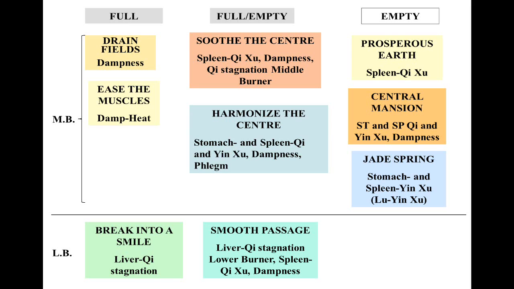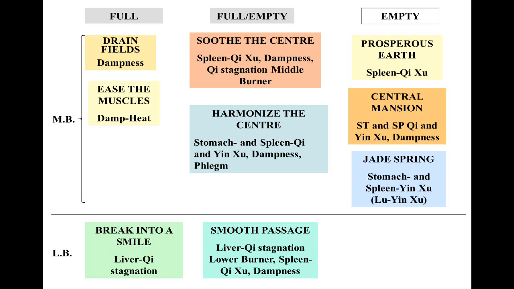So this slide here summarizes all the remedies categorized between middle burner and lower burner. MB there stands for middle burner, LB is lower burner. And also categorized between full, empty, and full-empty.